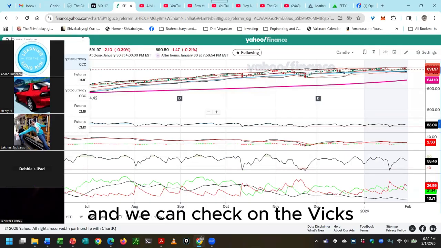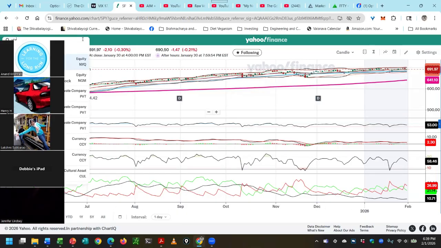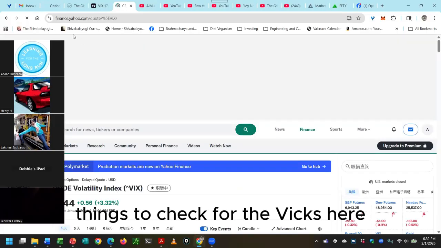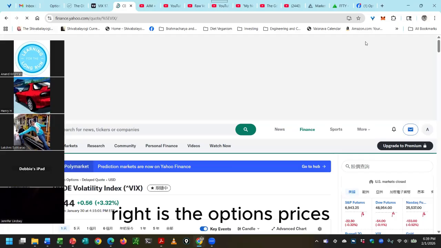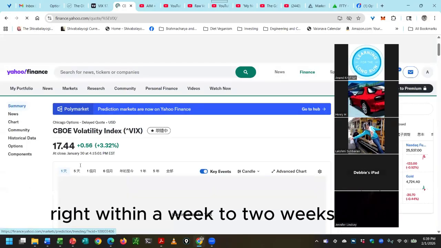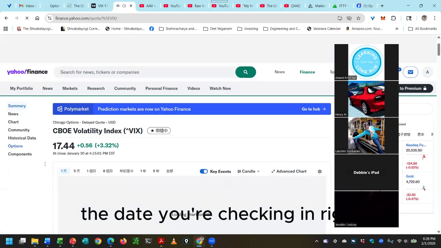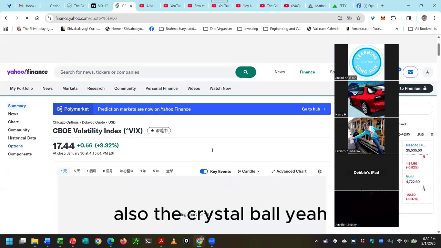And we can check on the VIX. One of the things to check for the VIX here is the options prices within a week to 2 weeks of the date you're checking in. Also, the crystal ball.